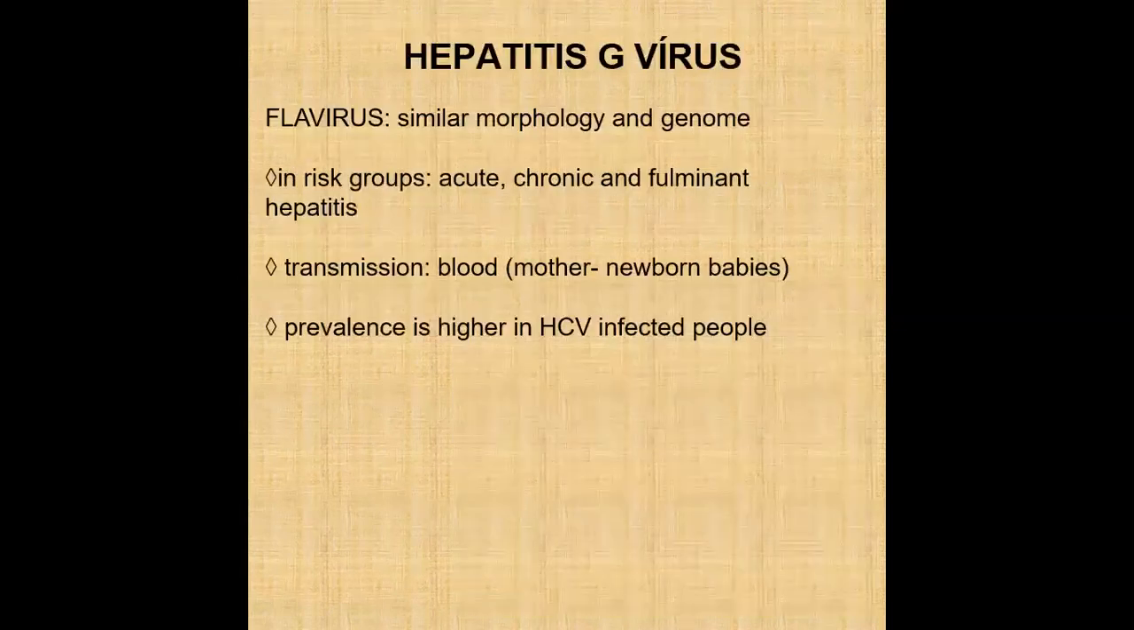Hepatitis G is a flavivirus, similar in morphology and genome. In this group, acute and chronic hepatitis are found. The transmission is carried out by blood, and from mother to newborn babies. Prevalence is higher in people infected with hepatitis C virus, meaning the occurrence of hepatitis G is high in patients already suffering from hepatitis C.